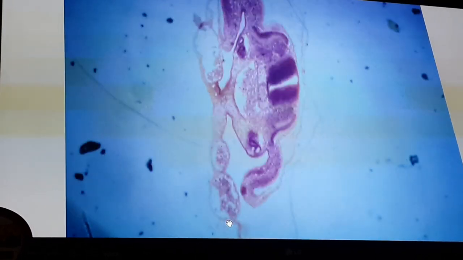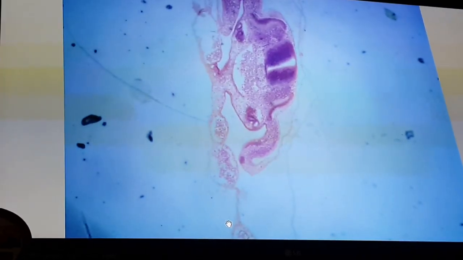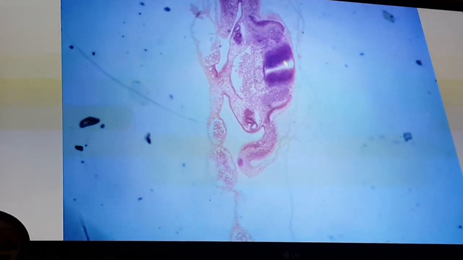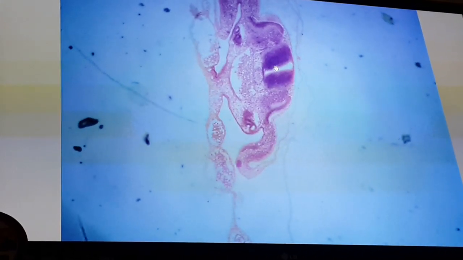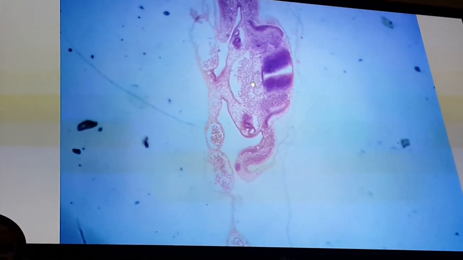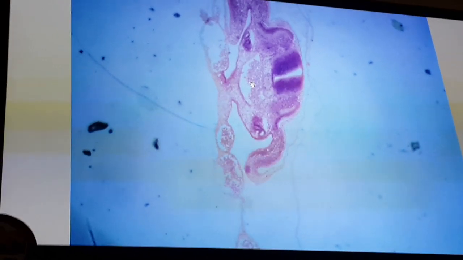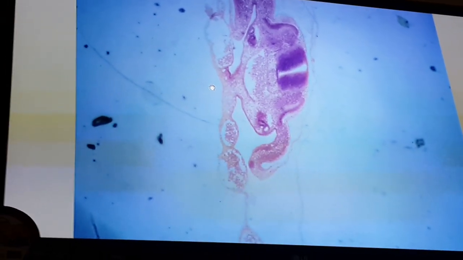More caudal section. This is the chick embryo. First thing dorsally is the neural tube. Ventral to it, this is notochord. Ventral to it is the dorsal aorta. Here we don't have gut.